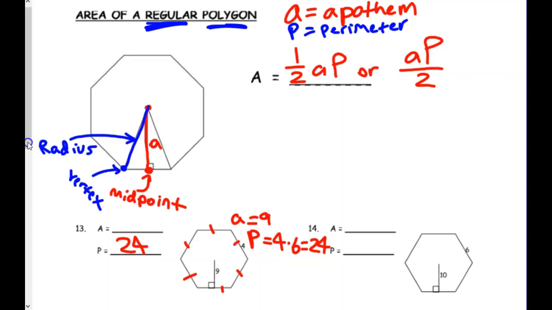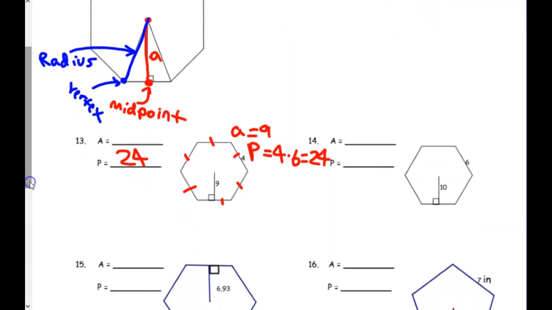So now all I have to do is multiply the apothem times the perimeter, right? So area, big A, equals little a, 9, times P, perimeter, 24, divided by 2. All right, what is 9 times 24 divided by 2? 108. Now, there's supposed to be units, and the units will be squared for area, and the units will not be squared for perimeter, okay? All right, let's go over here to number 14.